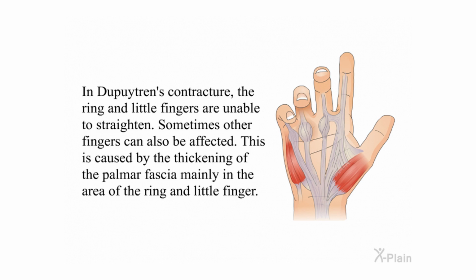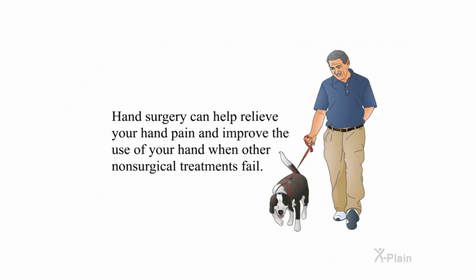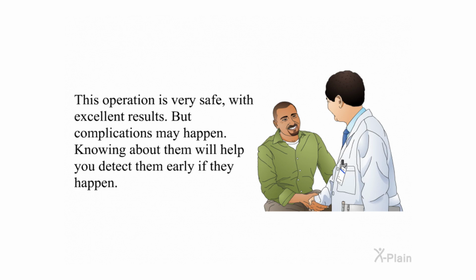In Dupuytren's contracture, the ring and little fingers are unable to straighten. Sometimes other fingers can also be affected. This is caused by the thickening of the palmar fascia, mainly in the area of the ring and little finger. Hand surgery can help relieve your hand pain and improve the use of your hand when other non-surgical treatments fail. This operation is very safe with excellent results, but complications may happen. Knowing about them will help you detect them early if they happen.